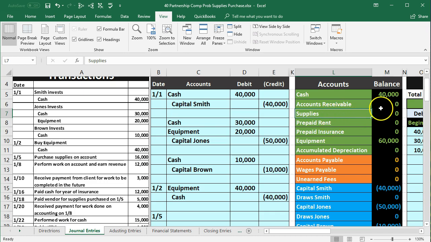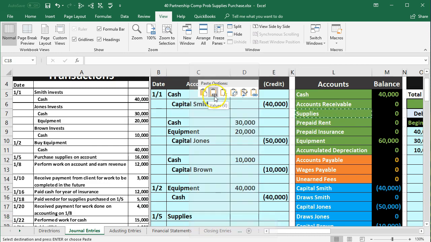So here's what we got. Assets all have debit balances. We need to make it go up. We got more supplies, so we're going to do the same thing to it, another debit. So I'm going to copy supplies in L7 by right-clicking and copy. We'll put that up top of our journal entry in C18, right-click and paste, 1, 2, 3. Then the amount is going to be in D18 of the supplies that we purchased here, 16,000.